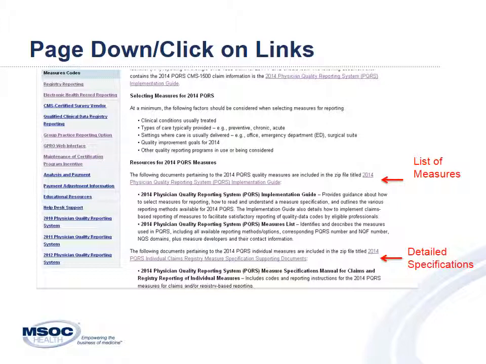One of these is labeled Measure List, and this is a great file that shows each of the 284 measures, including the domains, and on the right side of the chart whether that measure can be reported on claims or registry or both. The second link that I've labeled Detailed Specifications will open another zipped file that looks like this.